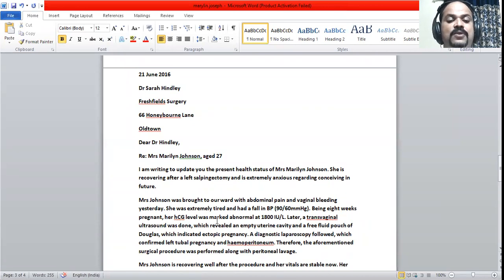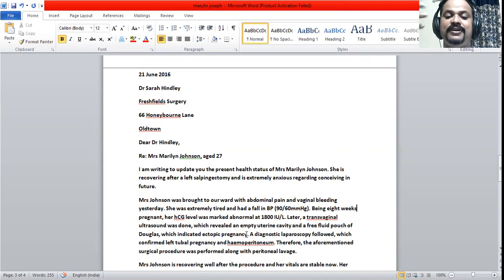Her HCG level was marked abnormal at 1800 international units per liter. So this is something which we found abnormal. Later, a transvaginal ultrasound was done, which revealed an empty uterine cavity and a free fluid pouch of Douglas, which indicated ectopic pregnancy.